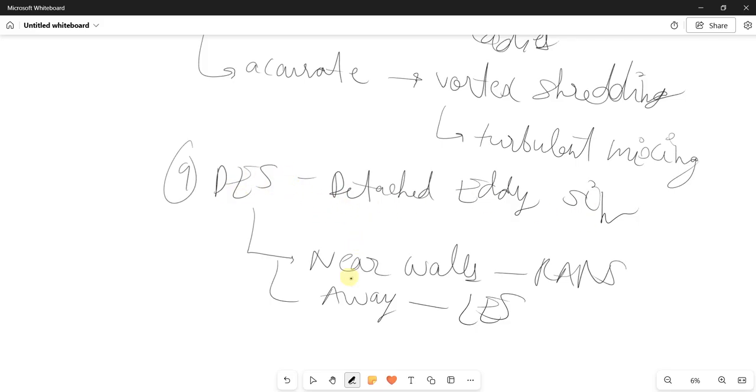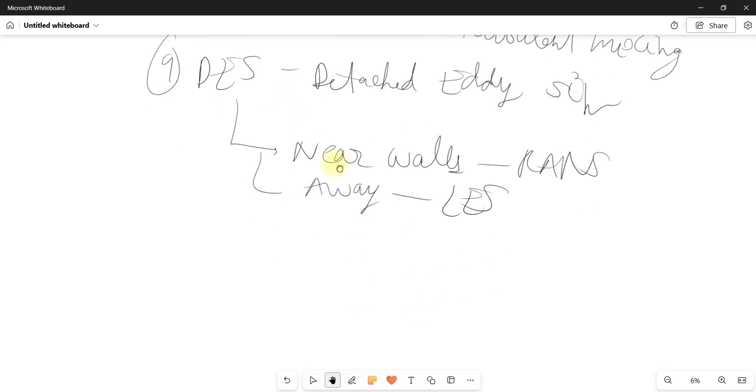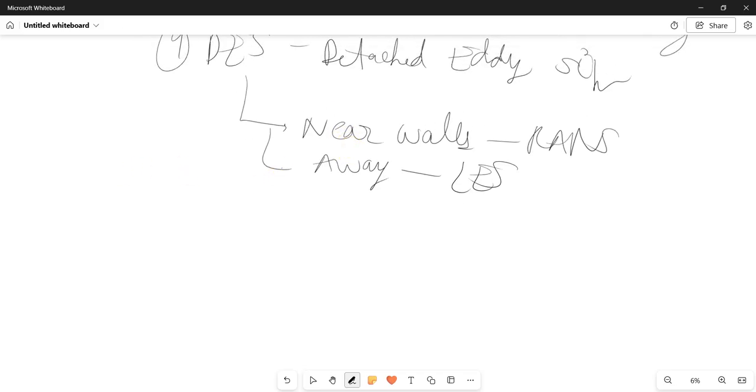Detached eddy simulation is where you use RANS, the Reynolds averaged Navier-Stokes equations, near walls, which includes your K omega SST, K epsilon, and your RSM, and away from the walls you use your large eddy simulation. Again, a very much used model. Usually aircraft wakes are modeled through this.